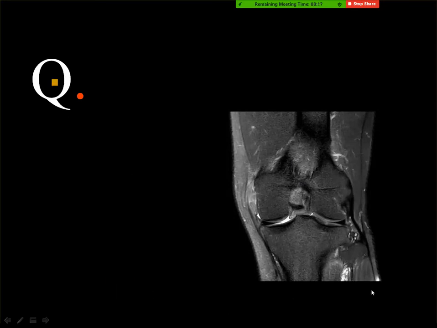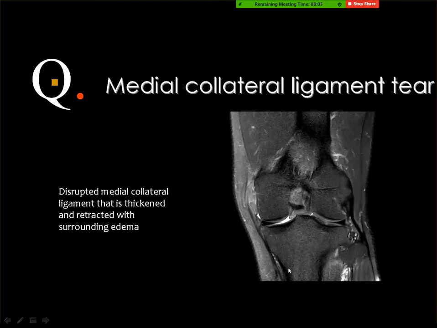MRI of the knee in coronal image. The lesion is in the medial collateral ligament. Yes, very good. This is a medial collateral ligament tear, grade 3.